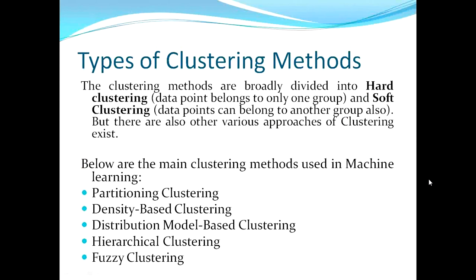There are types of clustering methods. The clustering methods are broadly divided into hard clustering, where a data point belongs to only one group, and soft clustering, where data points can belong to another group as well. But there are also various other approaches of clustering. Below are the main clustering methods used in machine learning: partitioning clustering, density-based, distribution model-based, hierarchical, and fuzzy clustering.